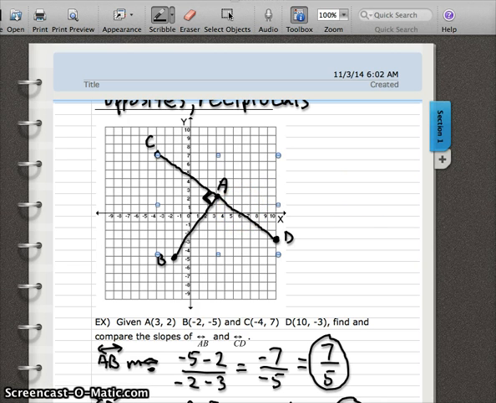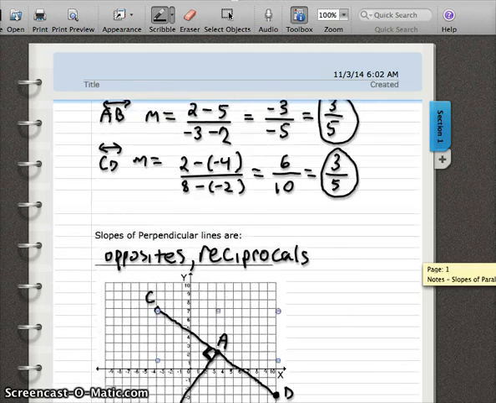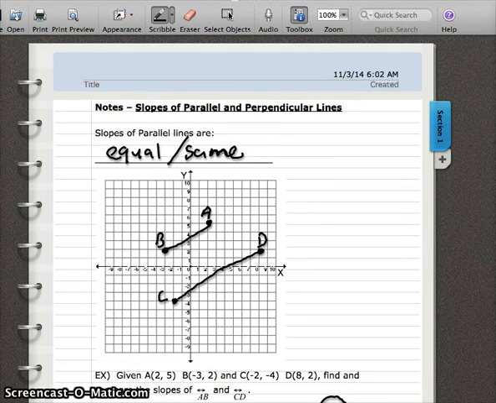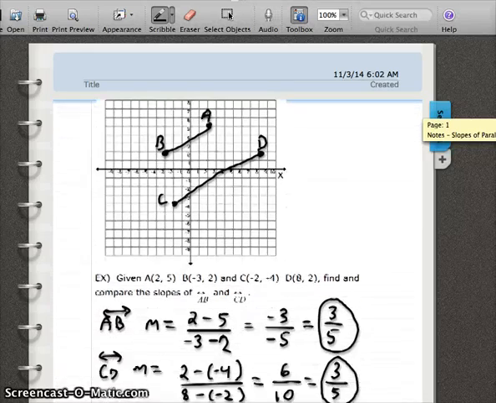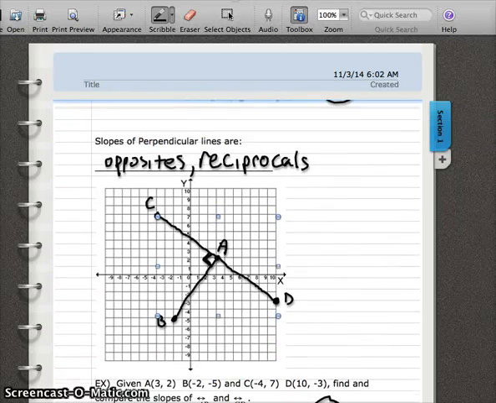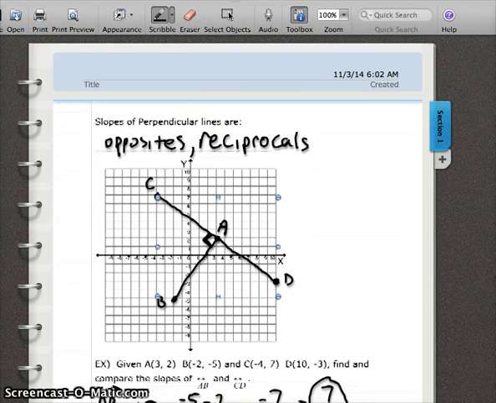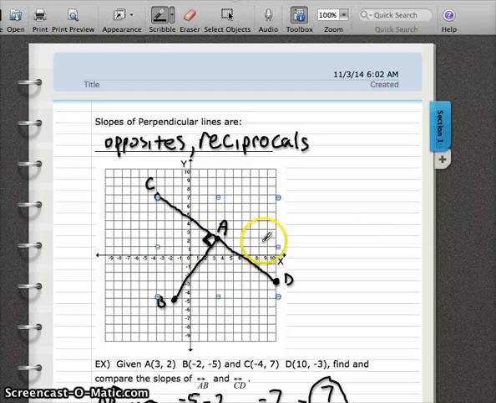All right, so there's the two special relationships. Again, know these. They'll come back a lot in math. Slopes of parallel lines are equal or the same, so those two lines will never intersect. And slopes of perpendicular lines are opposite and reciprocals, or opposite reciprocals, and they will intersect in a perpendicular type of way, creating right angles.